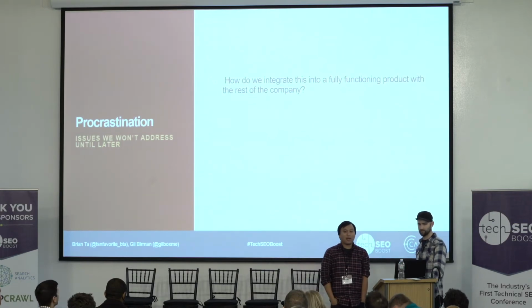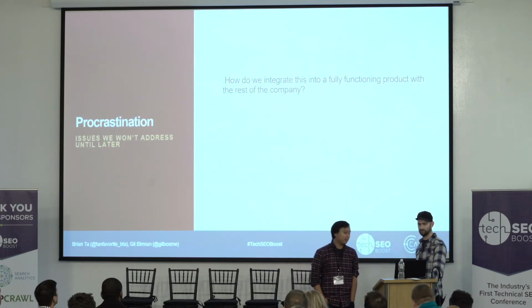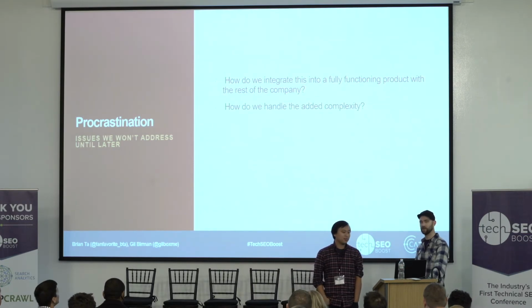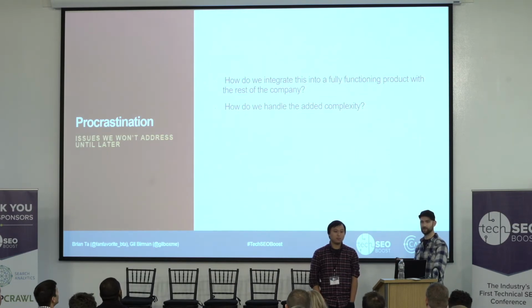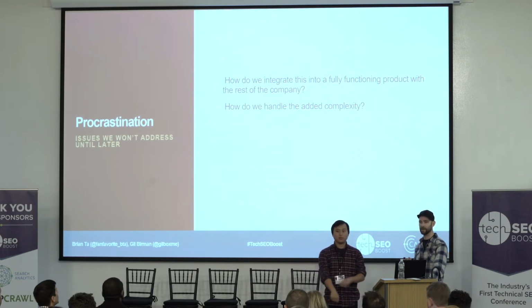How do we integrate AMP as a product with the rest of the company? How do we handle the added complexity? Although we didn't really want to handle this, we actually did end up addressing some of this by creating unit tests, tests for AMP validation. And the reason we did that is because along the way, our work kept getting broken by other engineers. So we had to introduce the tests in order to prevent that from happening.